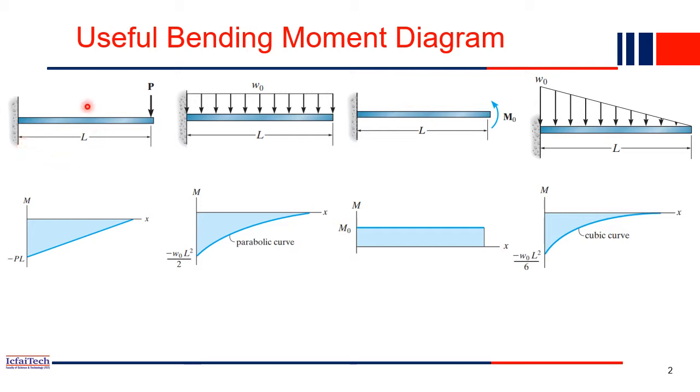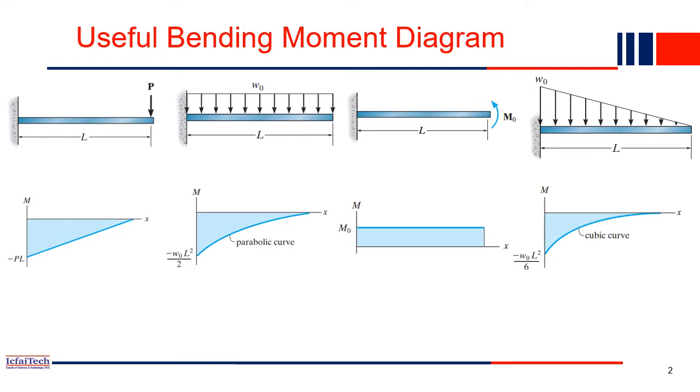So for example, this is the first beam we'll consider. This is a cantilever beam, right? One side is fixed, another side is free. So what will be its bending moment diagram or bending moment shape? The bending moment shape will be something like this triangular shape. I'll just quickly solve these parameters.